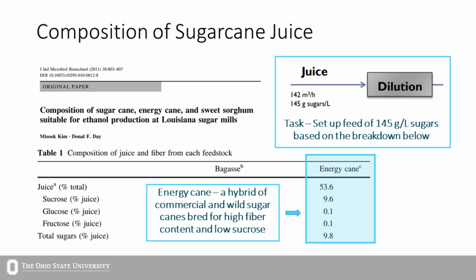This paper specifically talks about ethanol production from the solids of regular sugar canes, so that information is not useful to us. Recall that we want 145 grams per liter of sugars in solution, so use the energy cane information here to get that feed set up.